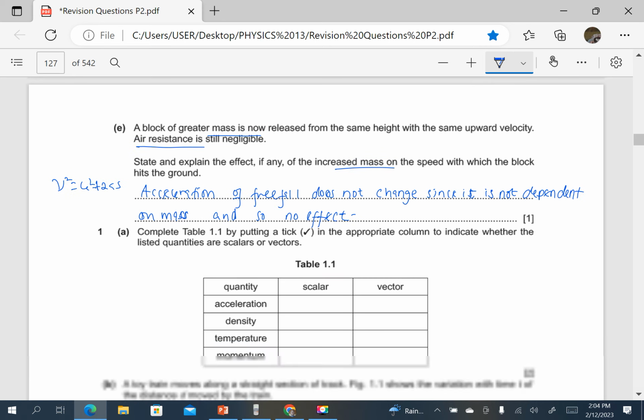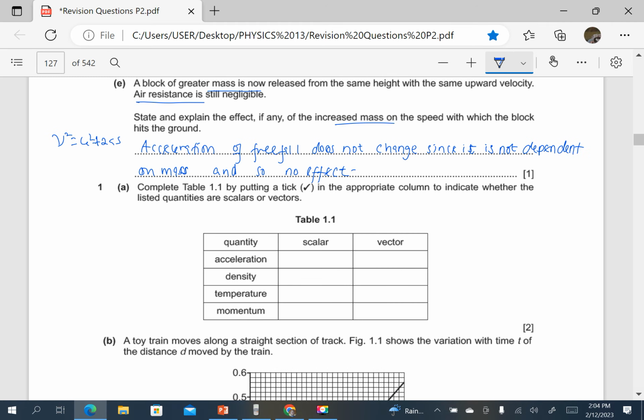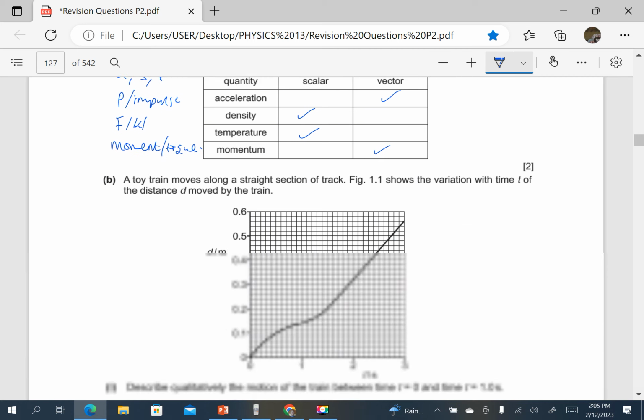Complete the table by putting a tick in the appropriate column to indicate whether the listed quantities are scalar or vectors. So we now know that there are 6 vectors. Acceleration is one of them, momentum is one of them. The rest are scalars, density, and temperature. The 6 vectors are acceleration, displacement, velocity. We have momentum or impulse. We have force or weight. And we have moment or torque. Everything else at this level will be a scalar quantity.